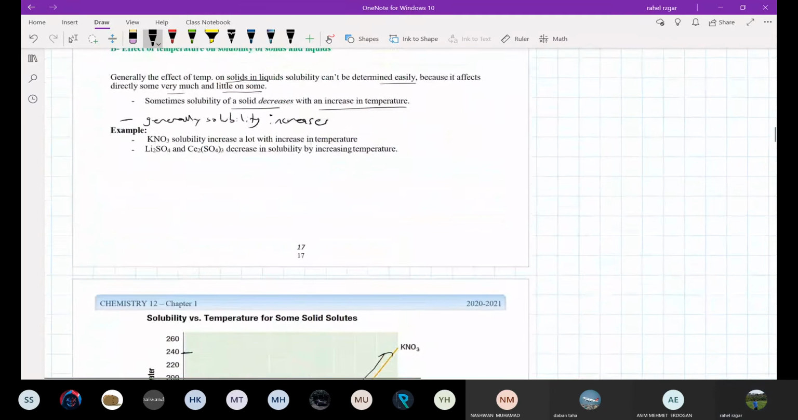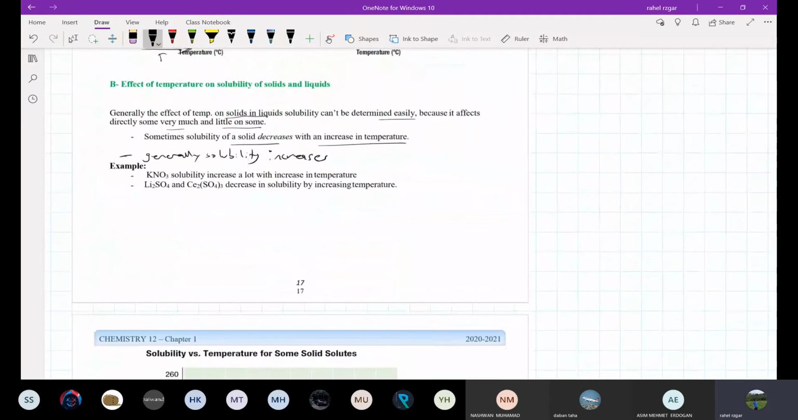So, generally they will increase, but lithium sulfate is the only one written specifically in the book. What is the name of this one? Cerium sulfate. These ones decrease in solubility as temperature increases.